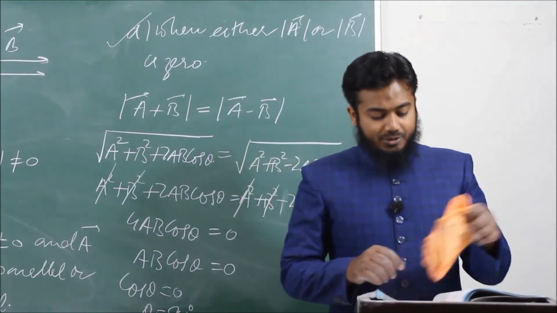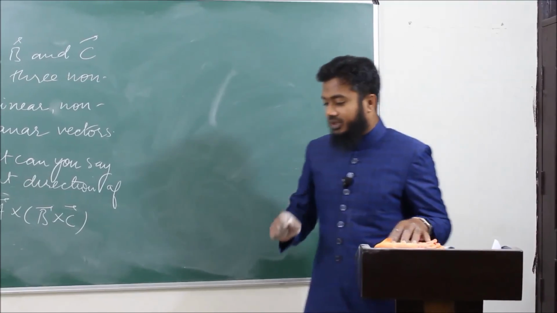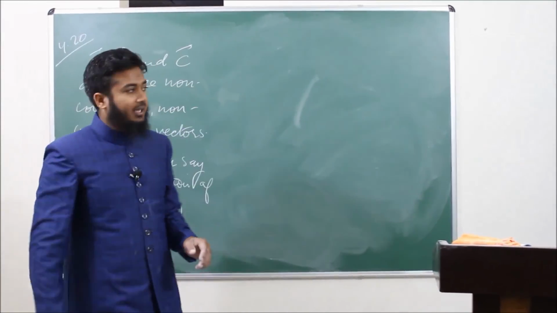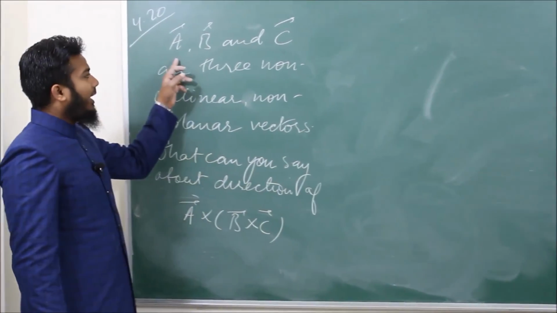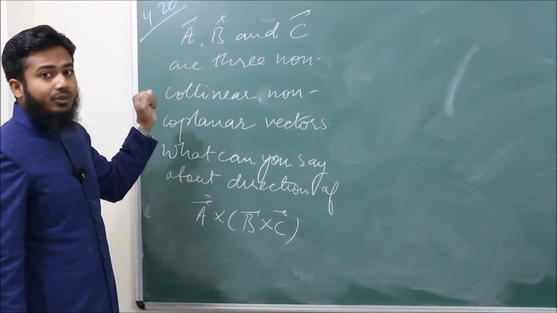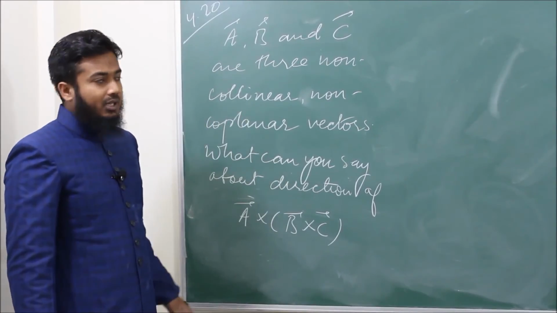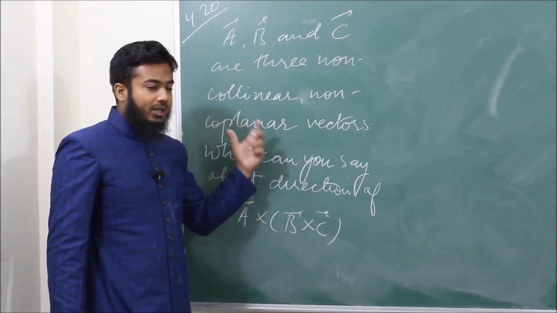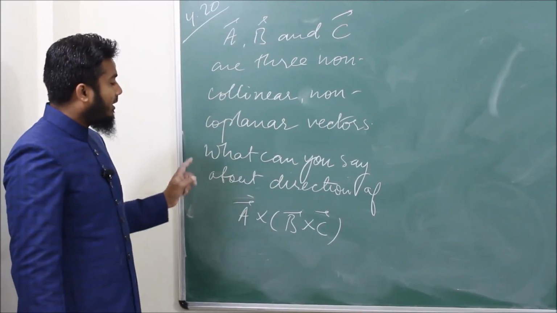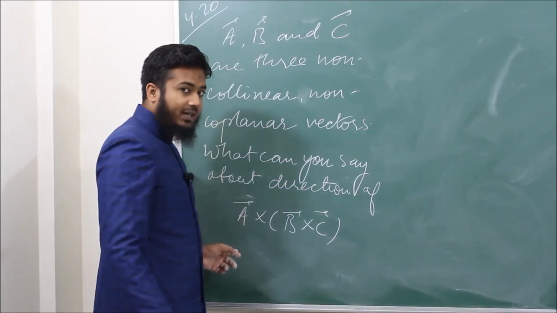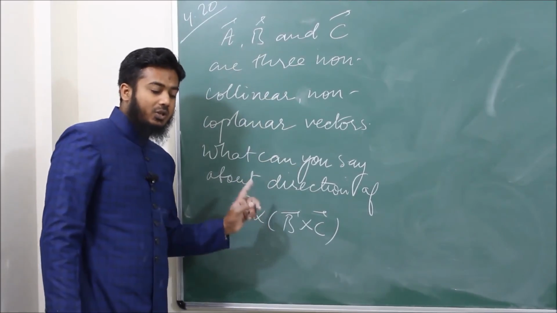Now the next problem. Next is the 20th problem, and it says that A, B and C are three non-collinear and non-coplanar vectors. Three vectors are non-collinear and non-coplanar. Then what can you say about the direction of A cross B cross C?